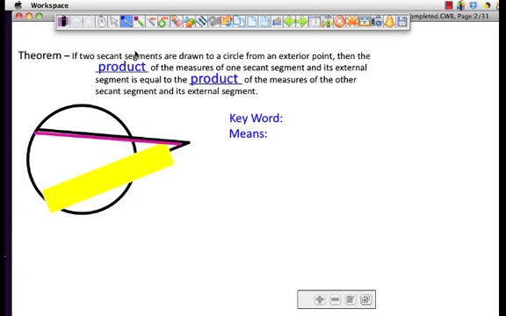Now let's keep reading. Then the product of the measures of one secant segment, that's the pink one, and its external segment. External means outside, the outside piece, the exterior piece of that same segment. So the outside piece is just this little portion right here. So they're saying that you're going to multiply the pink segment times the blue segment.